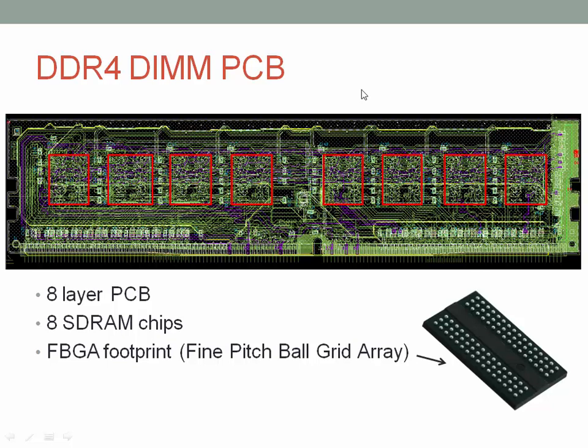And this diagram shows a typical DDR4 DIMM PCB. Here we can see the DRAM chips, highlighted in the red colored rectangles, and it's an 8-layer PCB. It has 8 SDRAM chips, and the chips are of FPGA footprint, which is fine pitch ball grid array. Here is a picture of the IC, and there are solder balls on the bottom, which are soldered onto the DIMM. And we can see the card edge connector on the bottom edge of the PCB.